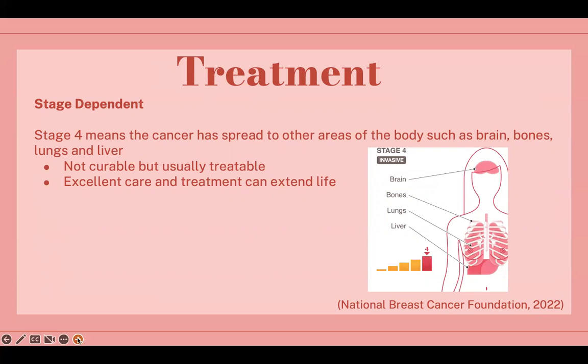Stage 4 means the cancer has spread to other areas of the body, such as the brain, bones, lungs, and liver. This is a very highly invasive cancer. Unfortunately, this is not curable, but it is treatable, and through excellent care, treatment can extend life.